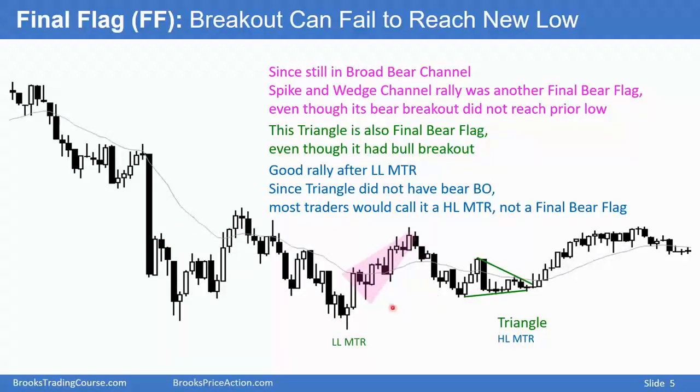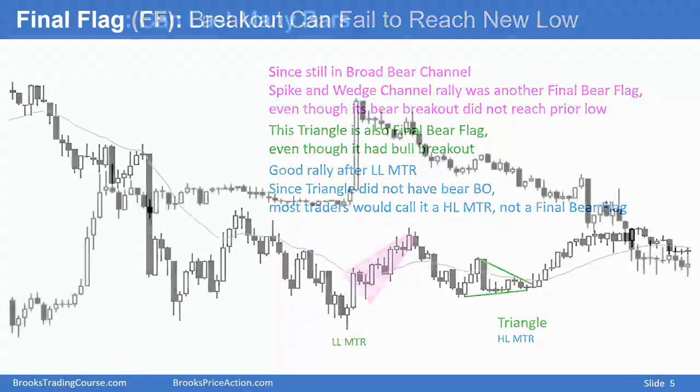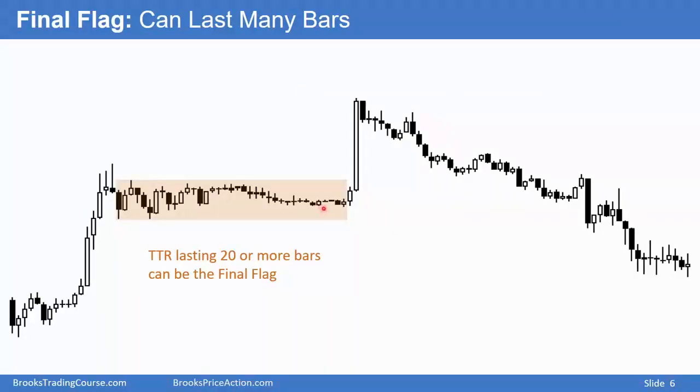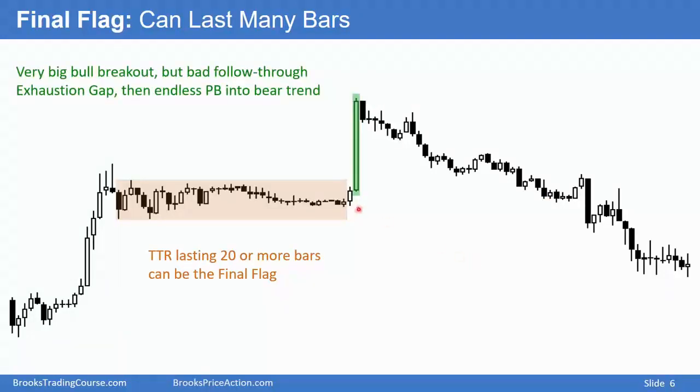It's also a head and shoulders bottom, left shoulder, slightly lower head, and a right shoulder. We have a bull trend lasting 20 or more bars, and then a tight trading range. And a tight trading range late in a bull trend often is the final bull flag, and the breakout often fails and leads to a reversal down. A huge breakout above the tight trading range.